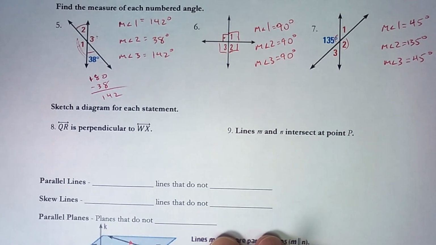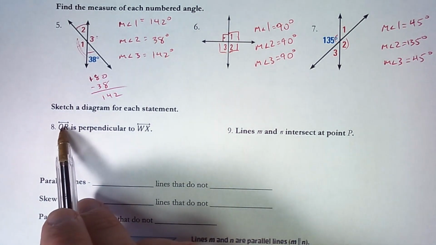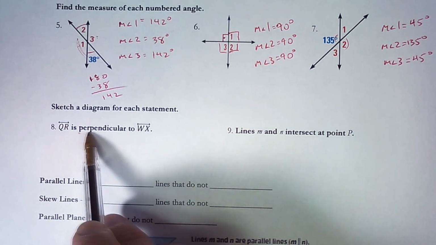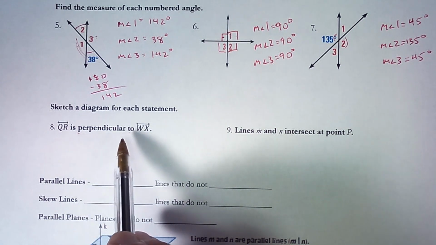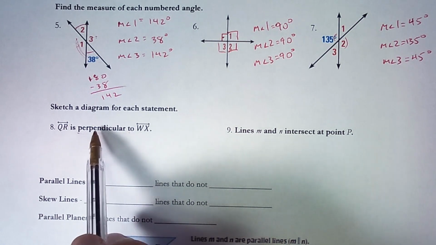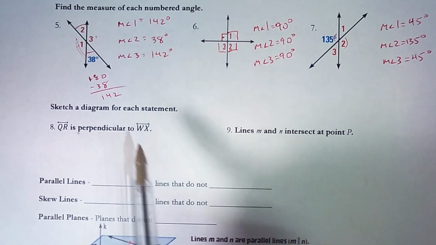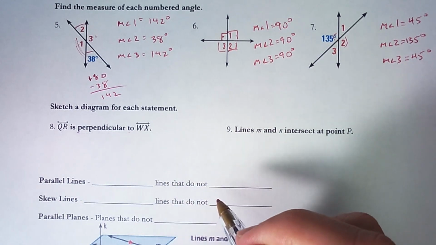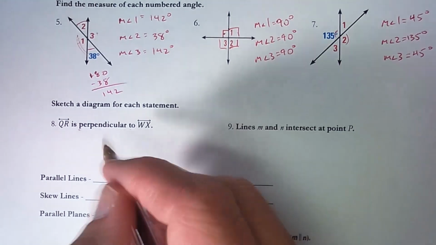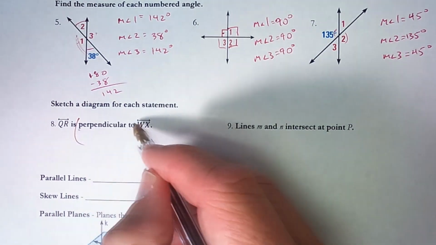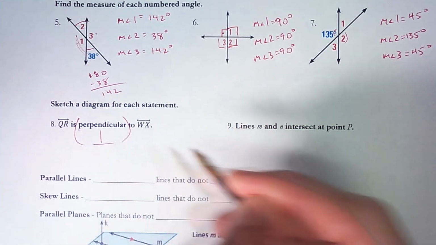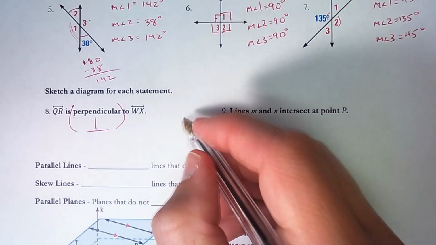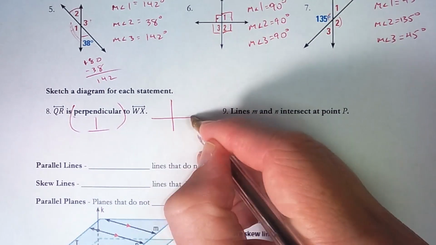Okay, then a diagram. Line QR is perpendicular to line WX. So perpendicular, this is a new word that would have come up in Unit 2, but we didn't talk about it yet, so this is going to be kind of new to you. So perpendicular means that the two lines are going to form a right angle. Okay? Perpendicular also has a symbol. It looks like this. It's like a capital T upside down. Okay, so if two lines are perpendicular, they form a right angle.